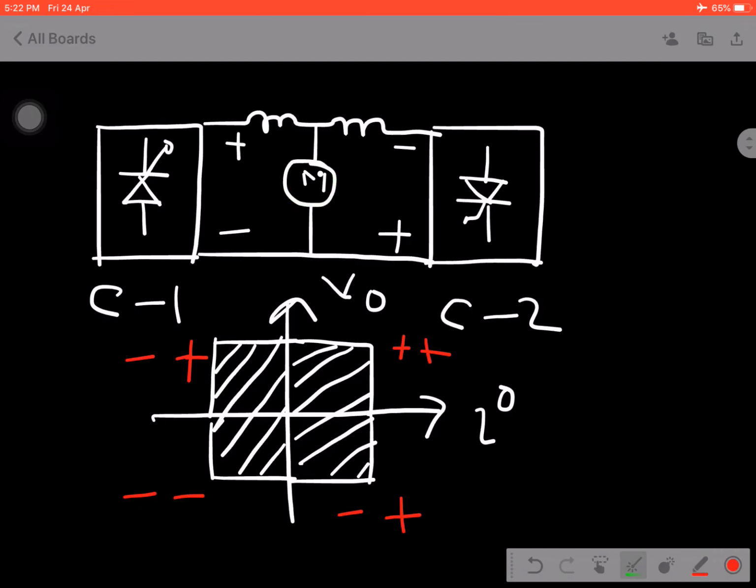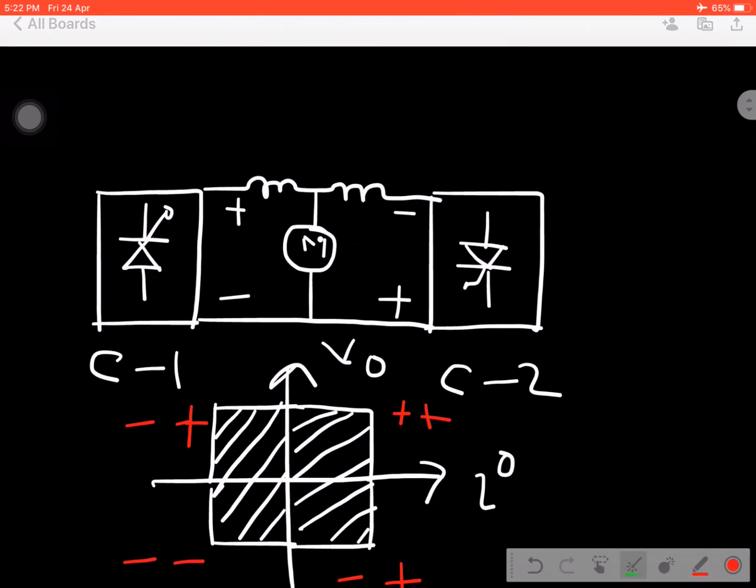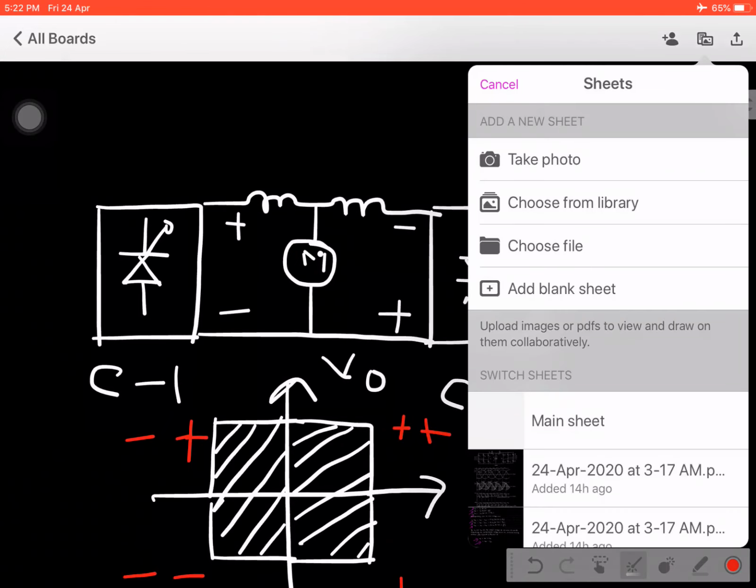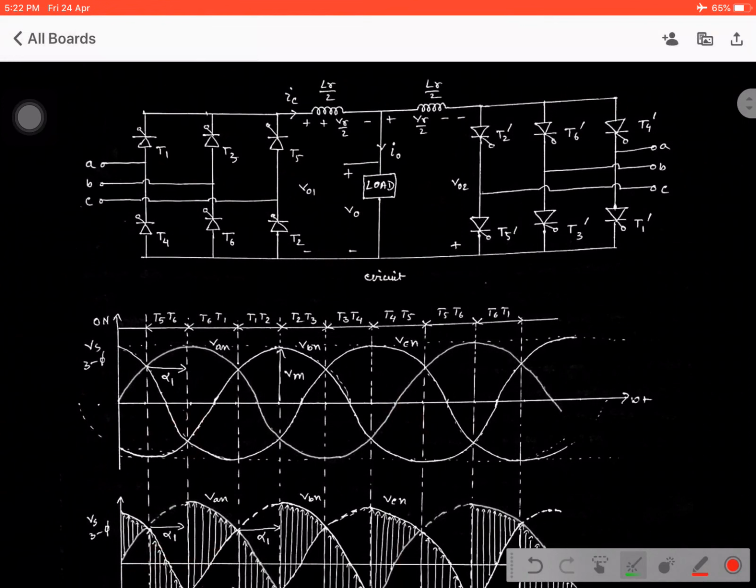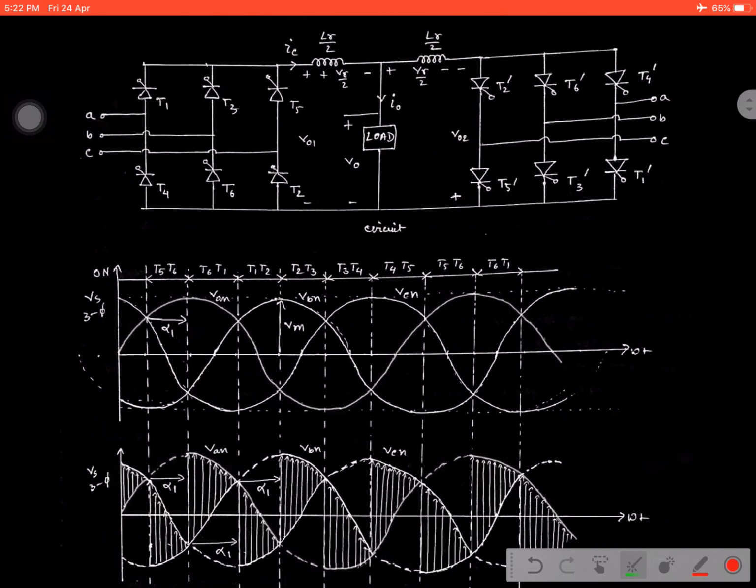Now go to the circuit diagram to further explain the working principle of the converter. So this is the circuit diagram. I think it's better to understand the usefulness of the converter. This is the first converter and the second converter. Load is there and inductor is there. Now go to the waveforms.